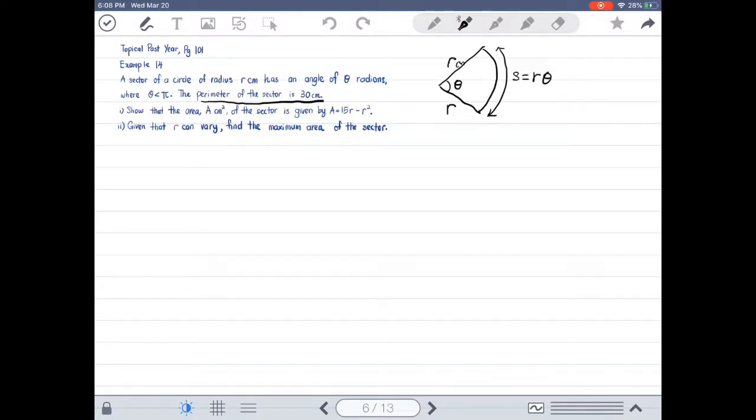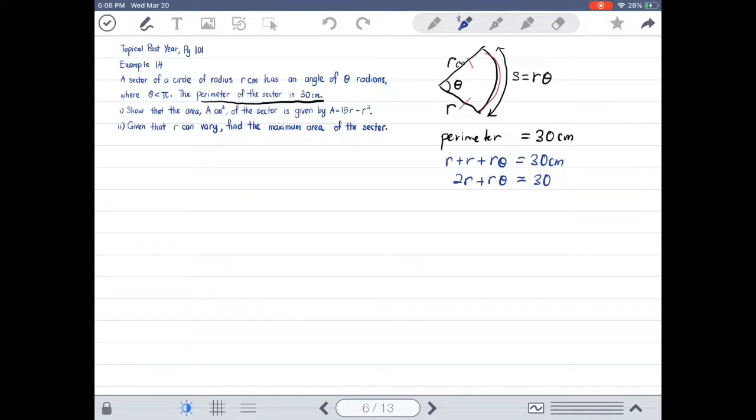Given that the perimeter of the sector is 30 cm, we have perimeter is just equal to 30 centimeter, which means that if you look at the picture, r plus r plus r theta is equal to 30 centimeter. Simplify, 2r plus r theta is equal to 30 centimeter.